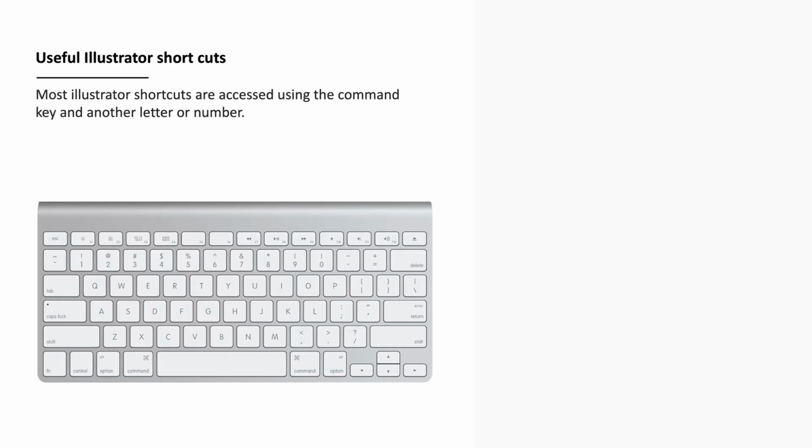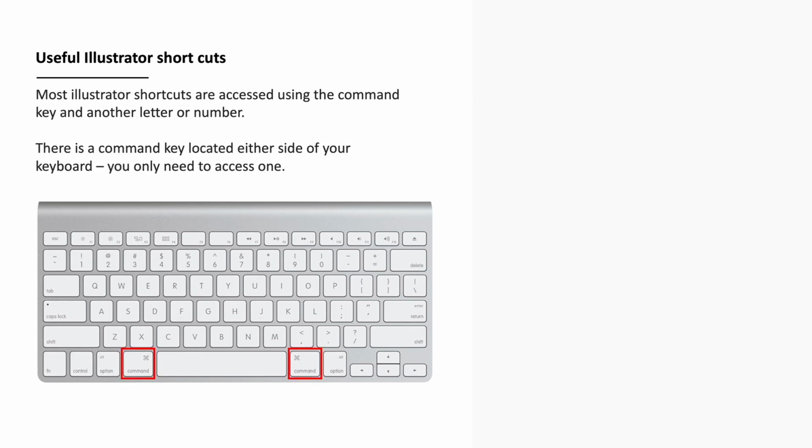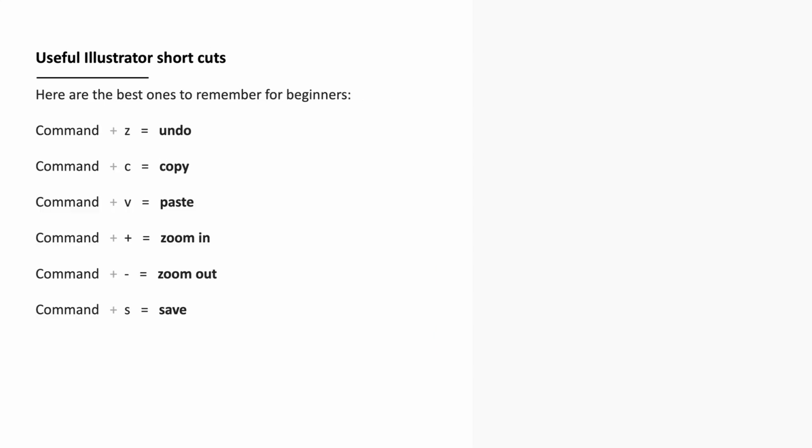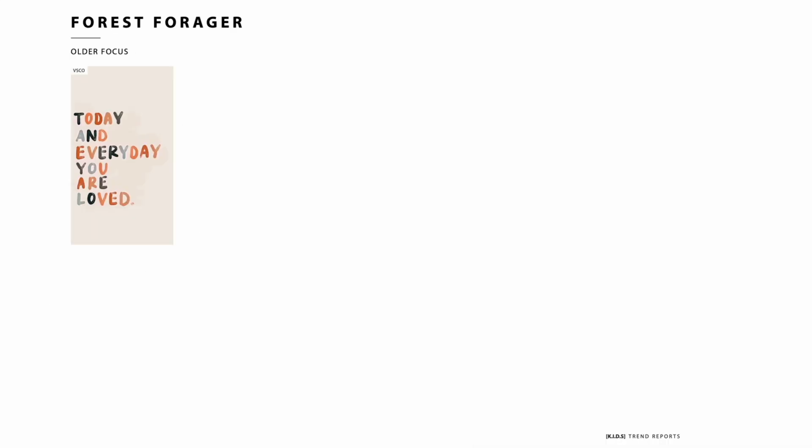Shortcuts in Illustrator are really useful, so just to run through how we use them. Command on the keyboard is what you press, followed by usually another number or letter to jump to a shortcut. Some ones that are really useful are Command Z to undo, Command C to copy, Command V to paste, Command plus to zoom in and minus to zoom out, and Command S to save, which is super important.